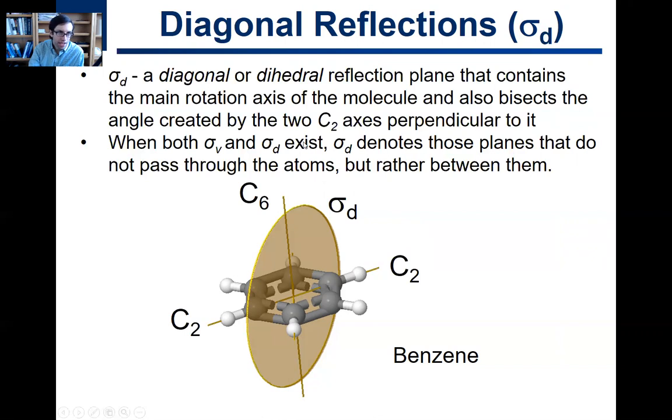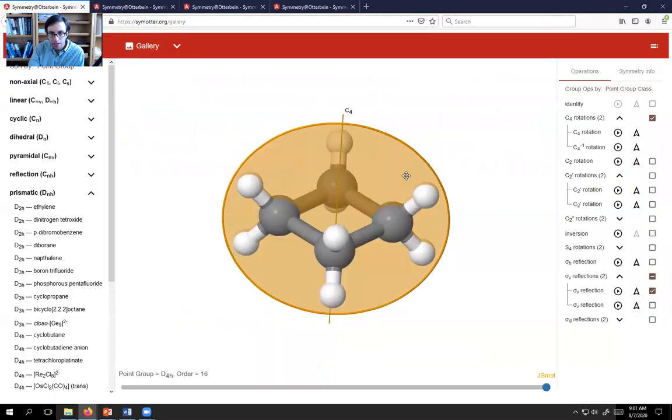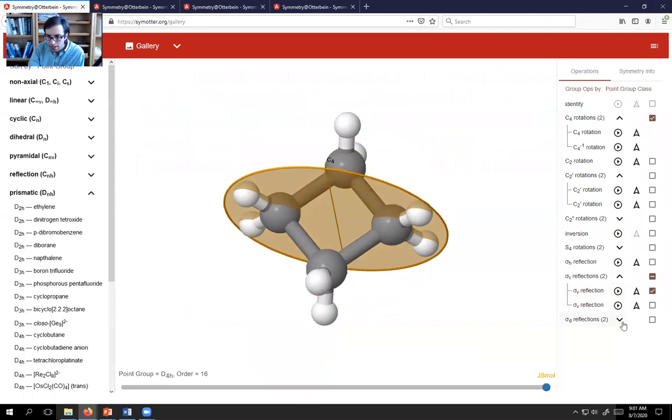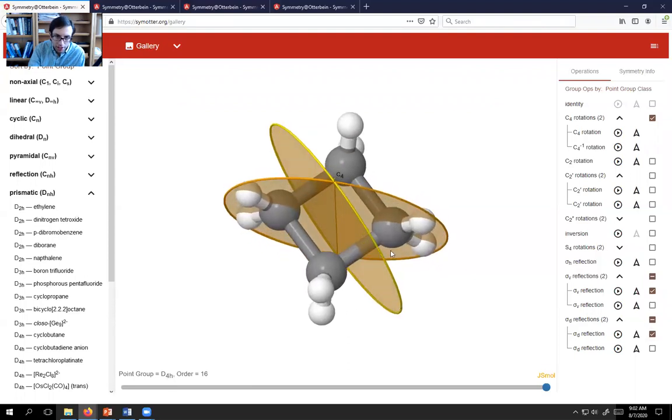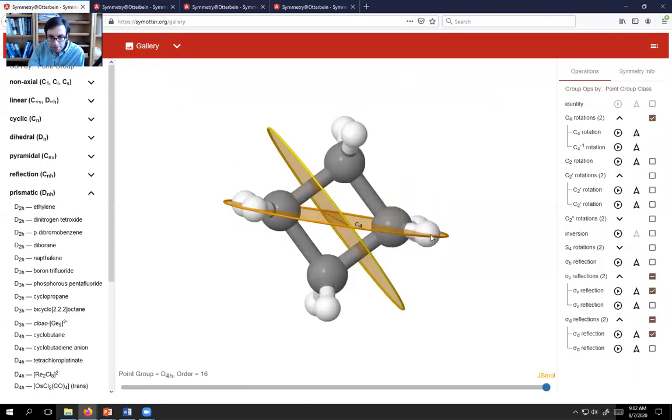Now, 99% of the time, if you have a sigma V and a sigma D that both exist in a molecule, the sigma D is going to be the planes that don't bisect the atoms. That's the easiest way. So let's again look: here's a sigma V. Now let's add a sigma D in here. That's a sigma D, this lighter yellow color, versus the orange, which is a sigma V. Look at the sigma V: it goes through the atoms. The sigma D does not. It goes through the bonds. So dihedral or diagonal sigma Ds go through bonds. You can see there's two of them here, and those are all four of the sigma Vs and sigma Ds.